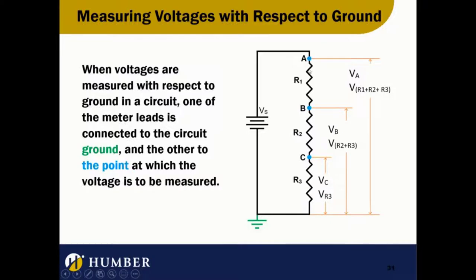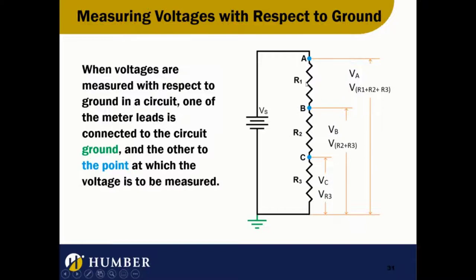As the current travels through here, some of that energy is used up to push the electrons through here, and now I have less energy. So the voltage is less. I've lost voltage pushing the electrons through here. Now the voltage potential here is less, but it is also equal to the voltage drop across this resistor and this resistor.